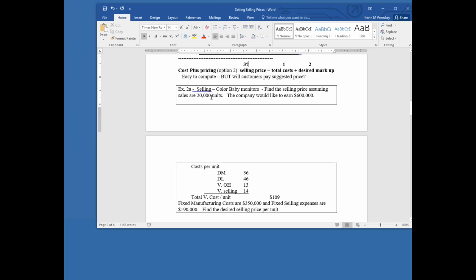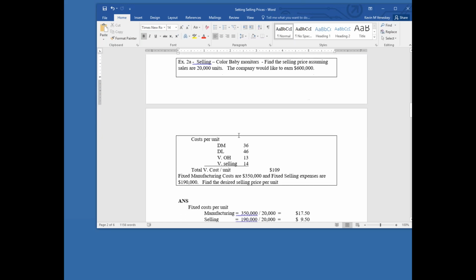But we think we can sell about 20,000 units. Now that's going to be very important, as you'll see when we get to part 2. If this number goes up or down, that's going to really affect our price, our sale price. The company would like to earn $600,000 on their product. Okay, so we come down here, I give us the variable costs to sell 1 unit. And it came out to be, after I figured everything, $109.